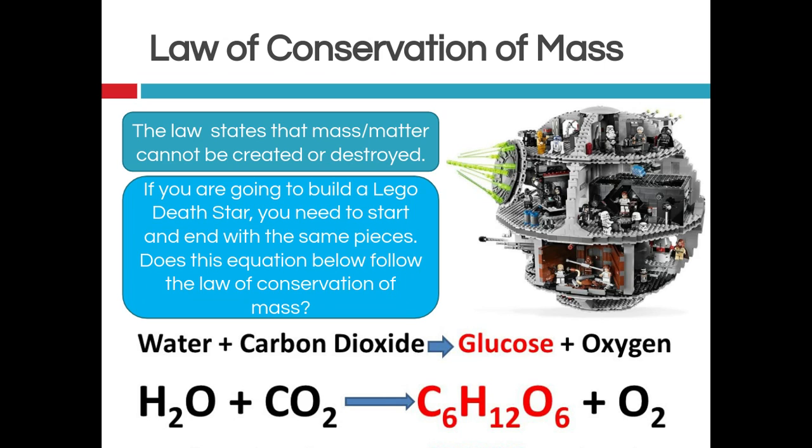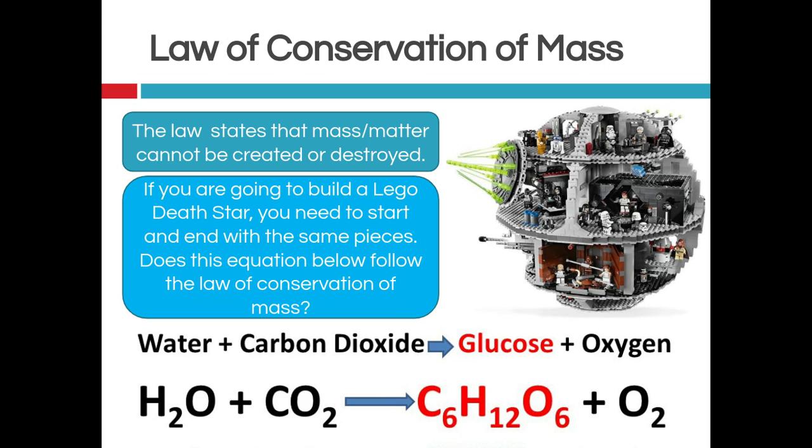That's the idea of balancing. The things we start with are the things we end with. I can't give you an empty box and then suddenly you have a Lego Death Star. You have to have the pieces to build it. So, does this equation below follow the law of conservation of mass? The idea is the stuff on the left is identical to the stuff on the right, just maybe moved around. So the same number of items, just in different combinations.